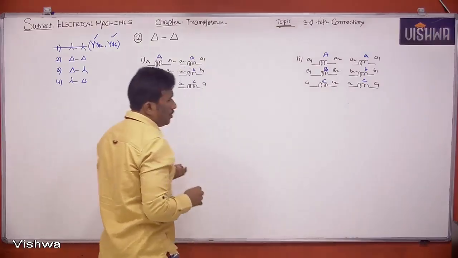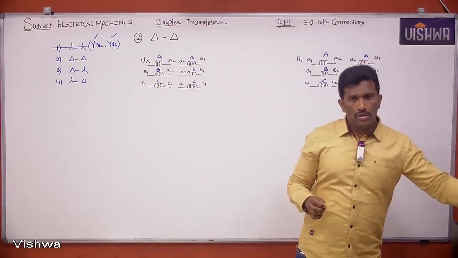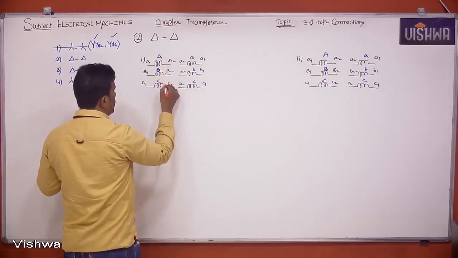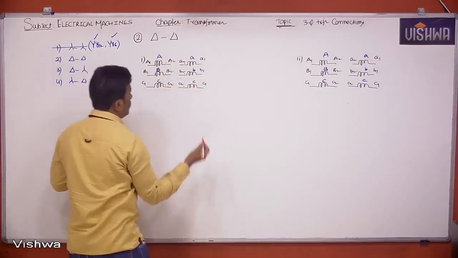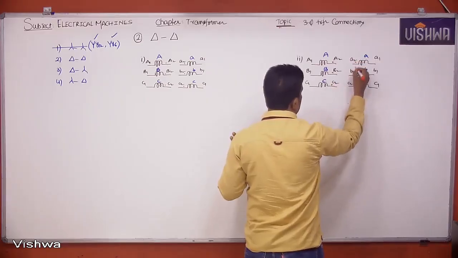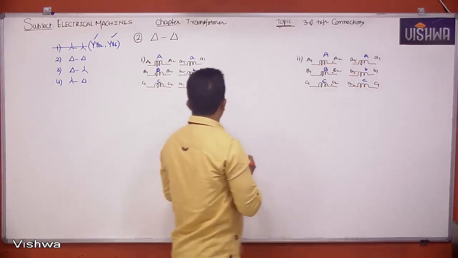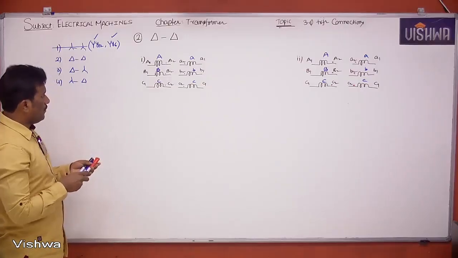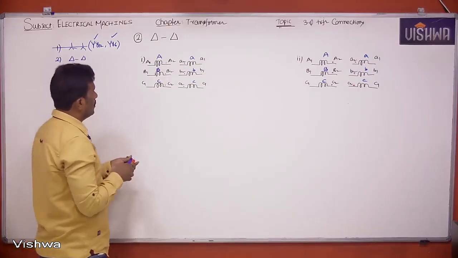And I told you, the terminals should be marked with dots here. Similarly, let me keep dots here. It's a delta connection, right? It's a delta connection. I'll do one thing. First of all, we'll give connections like this.